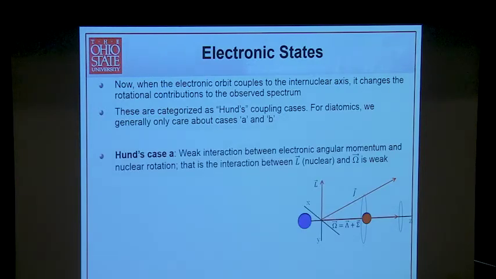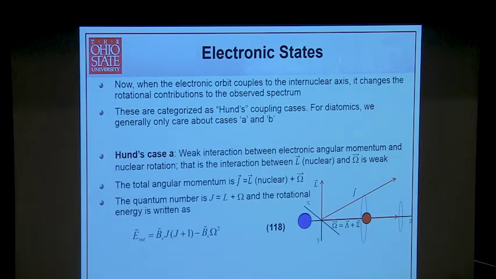So we'll only consider two. There's Hund's case A, which is a weak interaction between the electronic angular momentum and the nuclear rotation. So we have that L and omega are weak. In this case, you end up getting that the total angular momentum is L, the nuclear rotation, plus omega, and then the appropriate quantum number J is L plus omega, and the rotational energy looks like this, and then it has this perturbation here due to this angular momentum contribution.